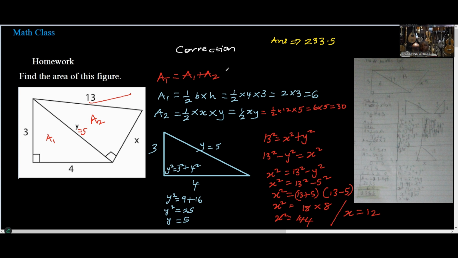So what's the area of our triangle? That will be 6 plus 30, and that will be 36 square units. Is this clear to you?